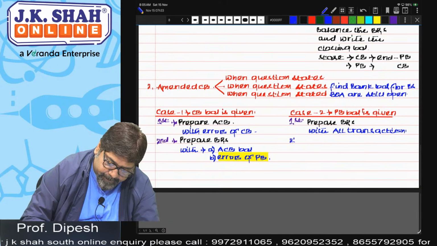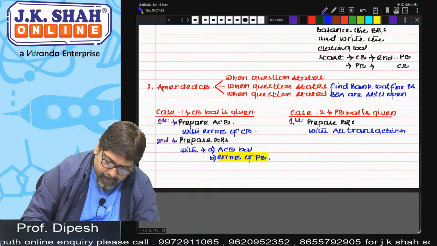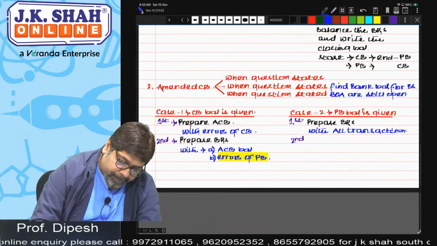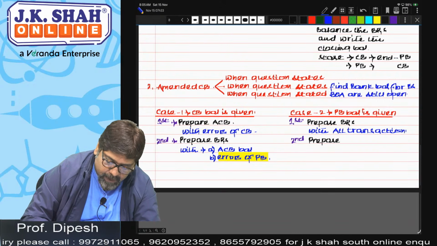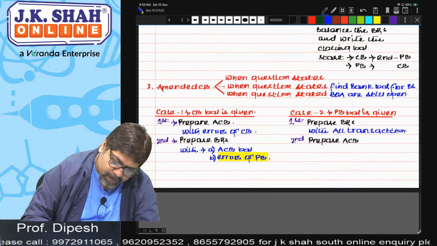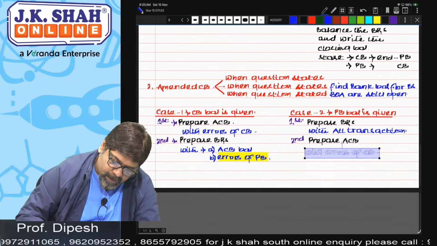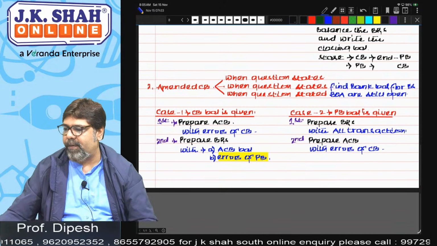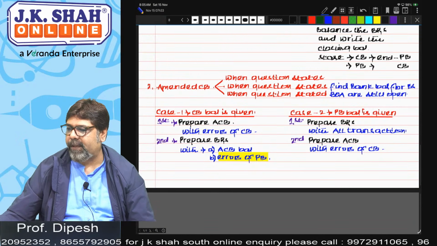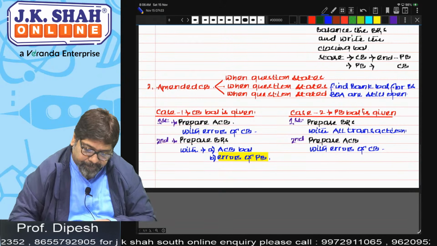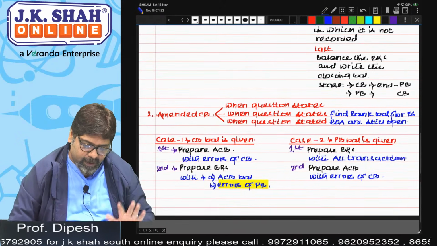Second, chartered, prepare ACB, amended cash book. Prepare ACB with errors of cash book. Correct. Prepare amended cash book with errors of cash book. Understood? Yes or no? So this was the gist of BRS.